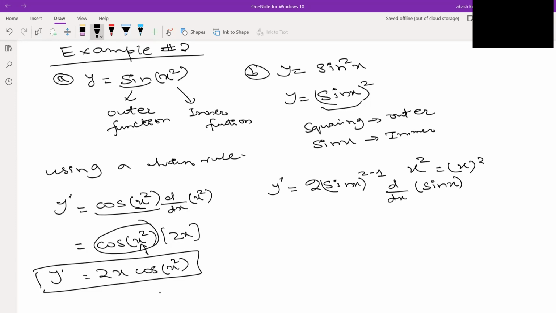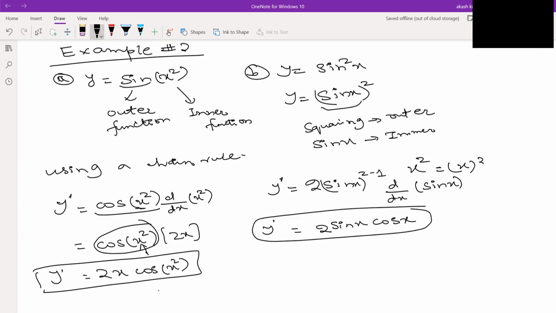Is it clear? So first we do the power rule. We take the 2 down, and then 2 minus 1, so it becomes just 2 sine x. And then the derivative of the inner function is cosine. So 2 sine x multiplied by cosine x. Yes, that's the answer. Is it clear? Yeah, it's clear. Can we do one more example?